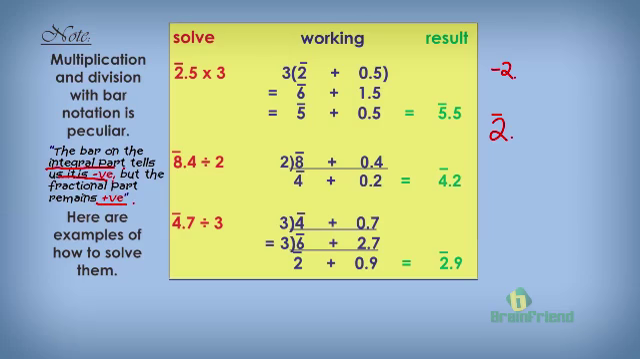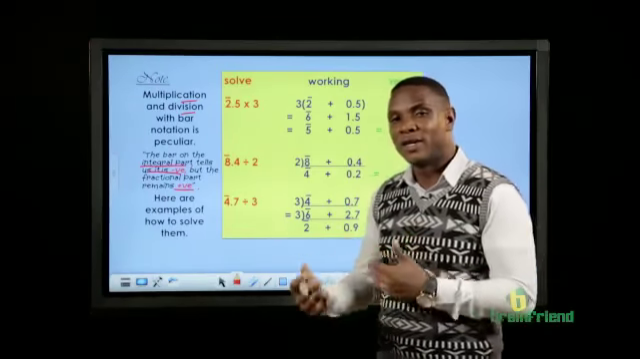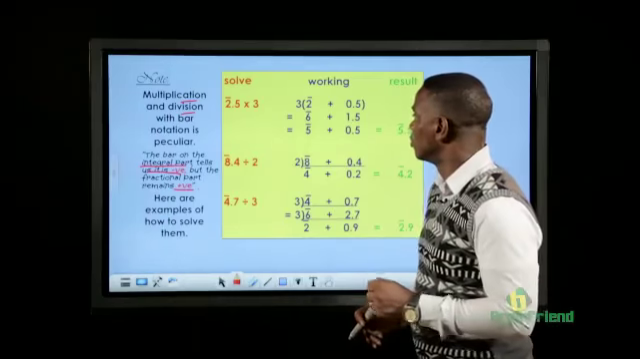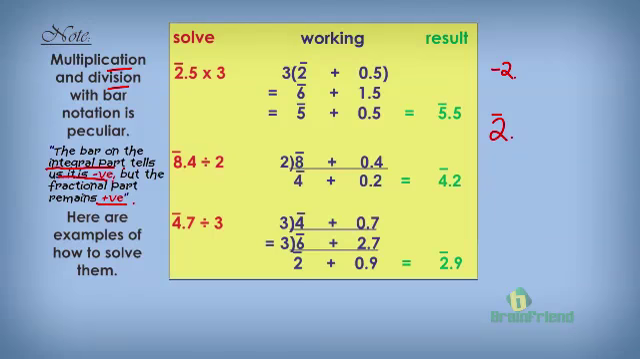Because of this fact, calculations such as multiplications and divisions with bar notations are very peculiar. Let's take some typical examples that we'll find in the course of our exercises. Let's take, for instance, bar 2.5 multiplied by 3. To do this, in order not to have errors or mistakes in our work, we'll simply break this number up into its integral part, which is bar 2, and the fractional part, which is 0.5. And we'll go ahead to do our multiplication, which is by 3.